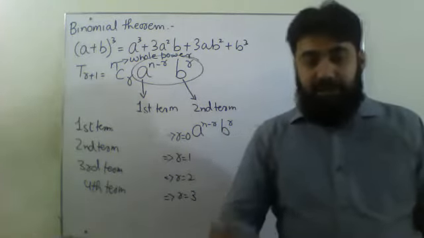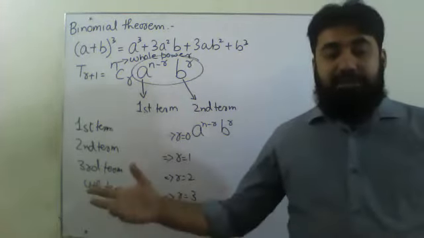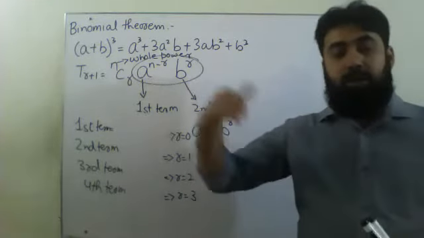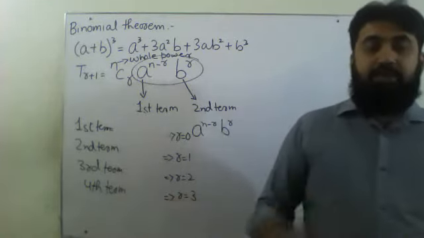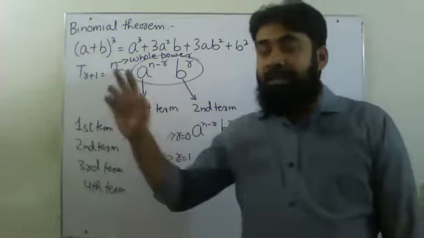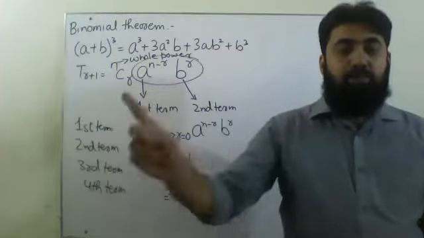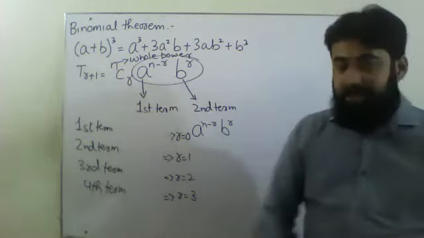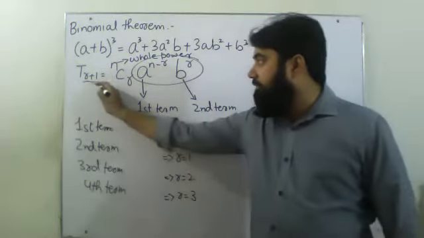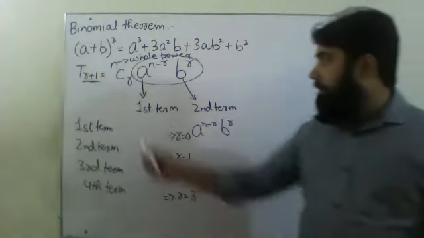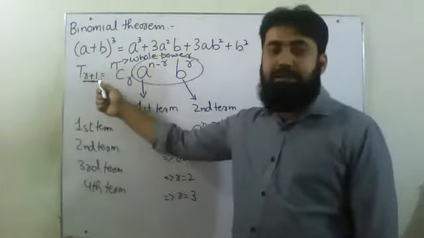In this same way, if I am saying the value of r is 8, what will be the term number? You will say, okay, 8 plus 1, term number will be 9. If I am saying r equals 17, which term number? R plus 1, term number will be 18. So see, over here I have written what? For any term, it will always be r plus 1.